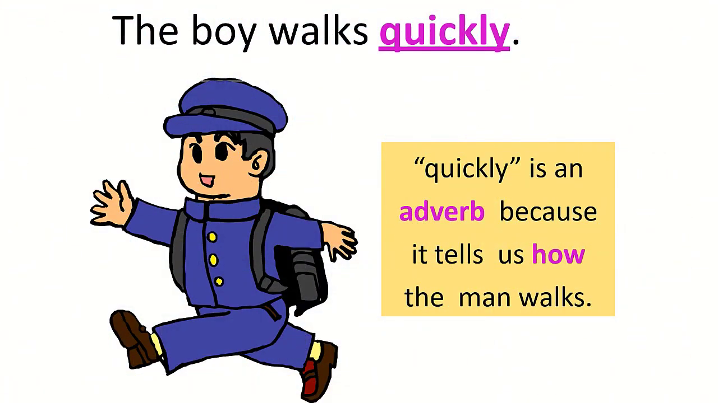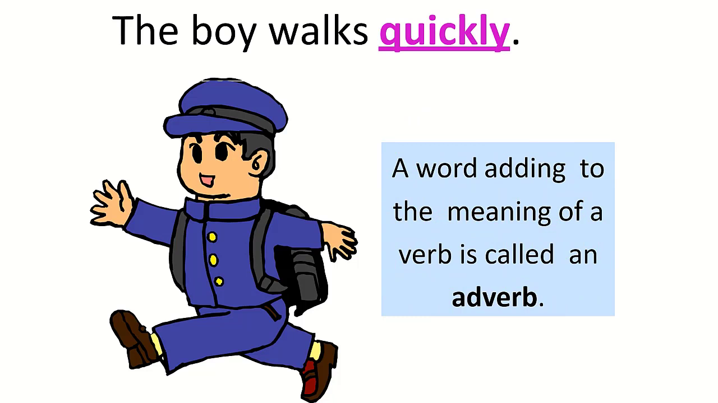Okay, so the boy walks quickly. Quickly here is an adverb because it tells us how the boy walks. So an adverb can answer the question how. We can say, how does this boy walk? He walks quickly. Quickly is an adverb and the adjective is quick. So we can say that this boy is quick, so he's walking quickly.